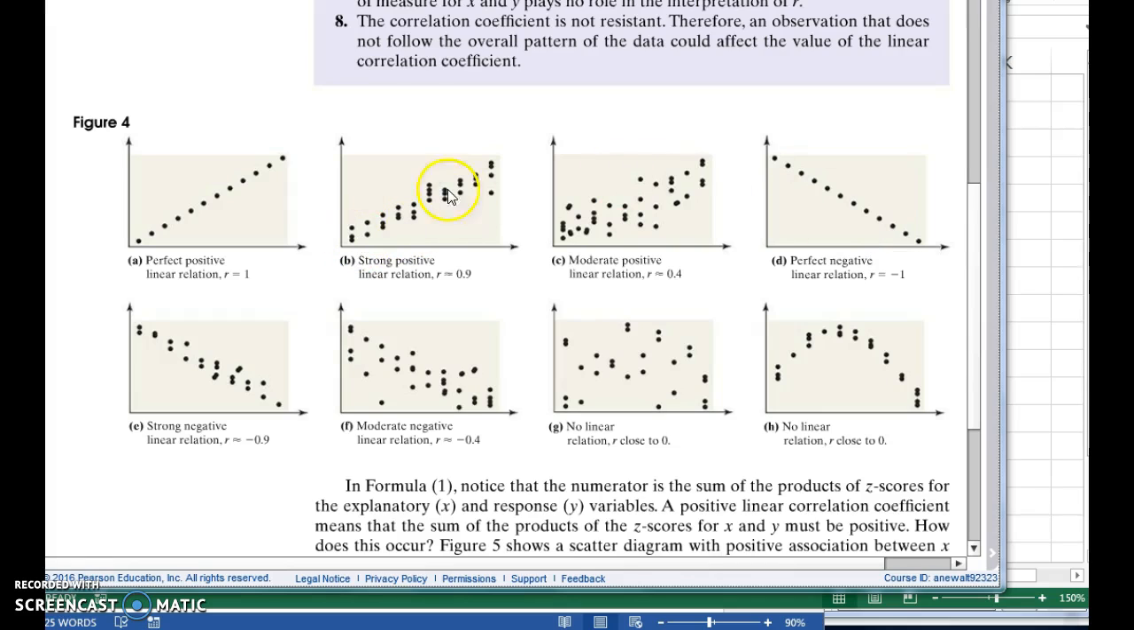So if you're close to a +1, the points are going to be close to a straight line sloping up. And as you get a positive number that's a little farther away from 1, closer to 0, they're still upward sloping, but the line isn't so clear. And as you get really close to 0, either positive or negative, you can't really even tell where the line would go at all, whether it's upward sloping, downward sloping, etc. And the same with negative.